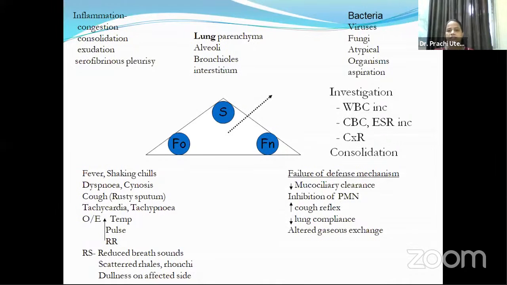So which function is getting hampered? And what it is showing, that is the signs and symptoms seen in the form, that is fever, shaking, chills, dyspnea, cyanosis, all this can be seen. Now this SFF model, or the tool you can say, will help correlate clinico-pathologically.